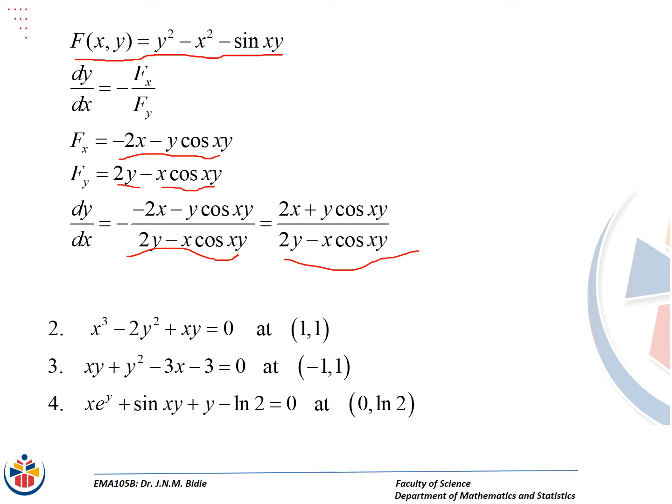Now please do number 2, 3, and 4. Remember, the first step is to isolate f, because these number 2, 3, and 4 are already in standard form. So the first step must be to make sure that you write out what is f of xy, and then find those derivatives with respect to x and with respect to y, and then substitute into the formula.